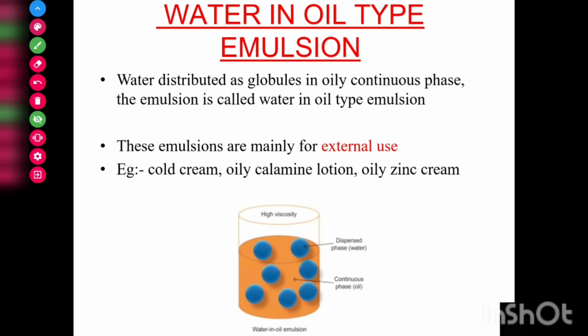Move on to water in oil type emulsion. As we know, here the dispersed phase is water and the continuous phase is oil. Water is distributed as small globules in the oily continuous phase. Like this, water in oil type emulsion is produced. These emulsions are mainly for external use. Examples: cold cream, oily calamine lotion, oily zinc cream.